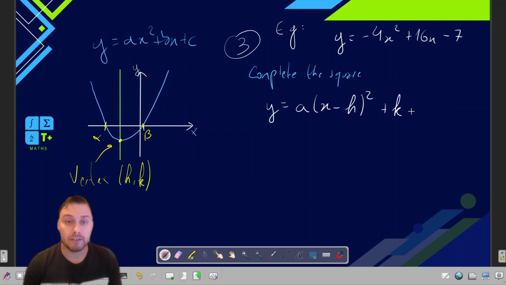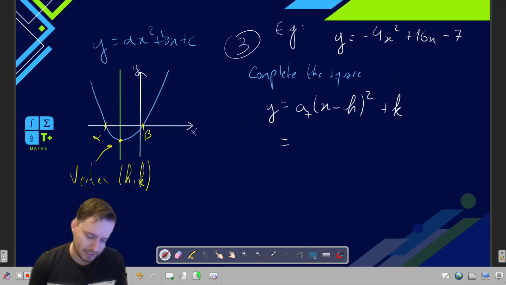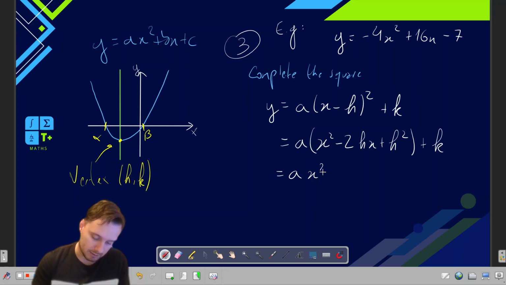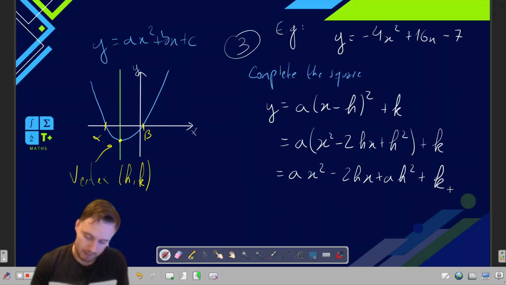So how do we complete the square? Well, there are different methods around this. The one that I think is easier for you is expanding everything. So how do we expand (x minus h) squared? This is going to be x squared minus 2hx plus h squared, and this is plus k. And then we take the distributive rule here. This is going to be ax squared minus 2hx plus ah squared plus k.